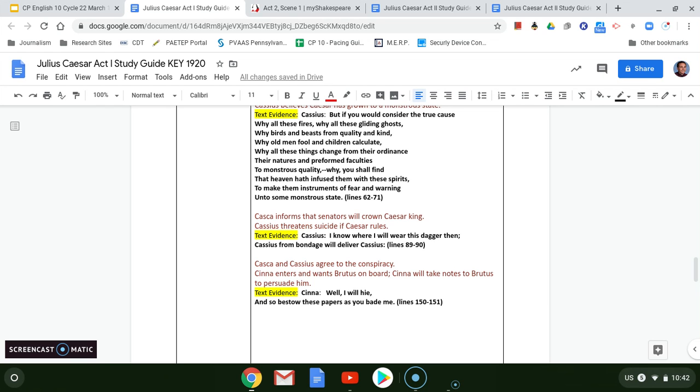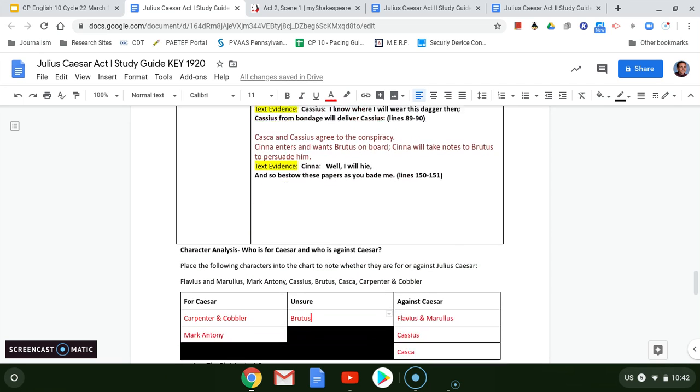And so Casca and Cassius agree to the conspiracy. Cinna comes in, wants Brutus on board. Cinna is going to be the one that's going to take these fake notes to Brutus to try to persuade him. And that's what he says right there in that text evidence.